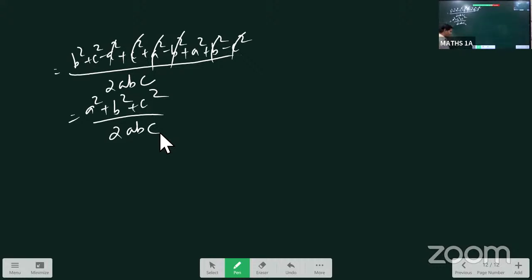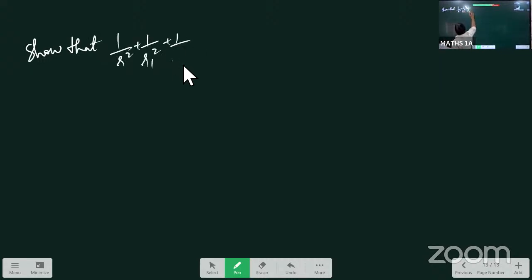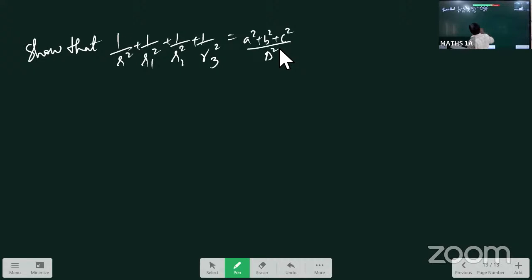The next most important one, almost always asked. Show that 1 by r square plus 1 by r1 square plus 1 by r2 square plus 1 by r3 square, that we have to show is equal to a square plus b square plus c square by delta square. Is it clear?